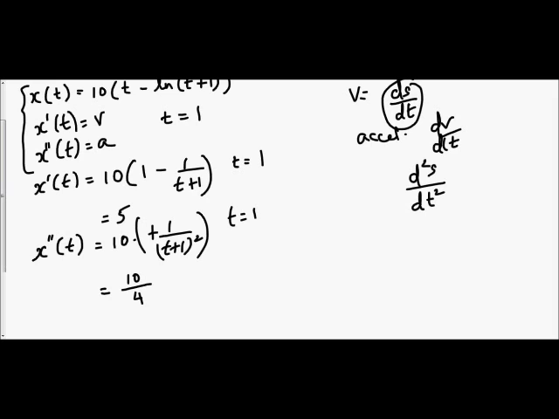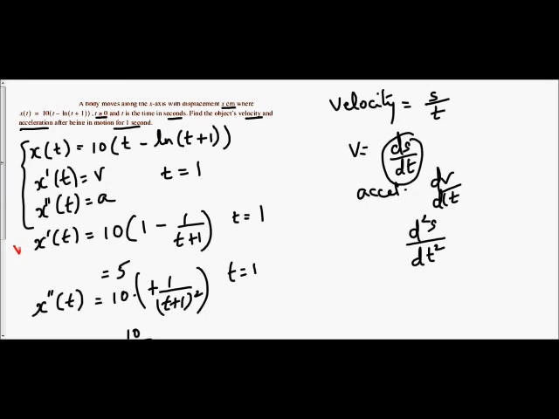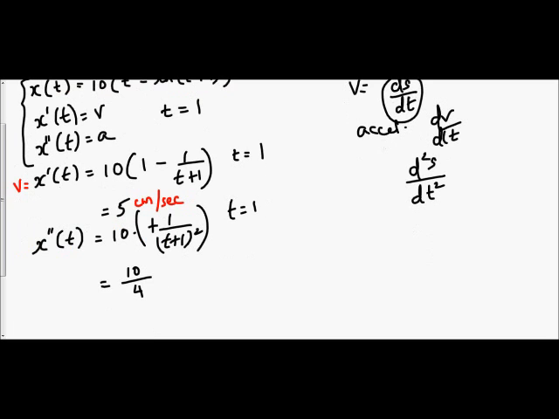And you cannot stop with these answers, you have to give them with units. So x dash of t is actually velocity. The units used here are centimeters and seconds. Therefore, this is centimeters per second. And for acceleration, it is centimeters per second squared.